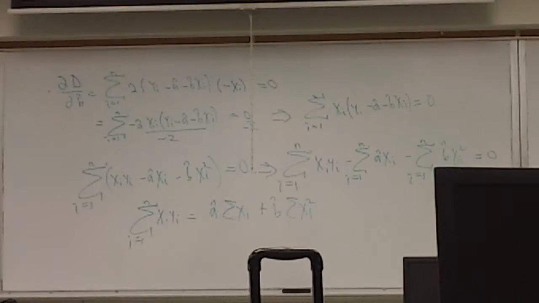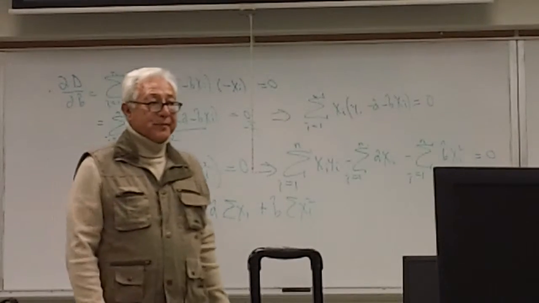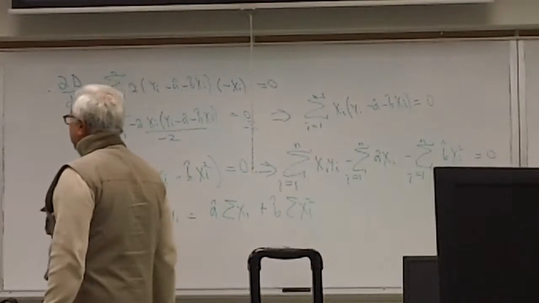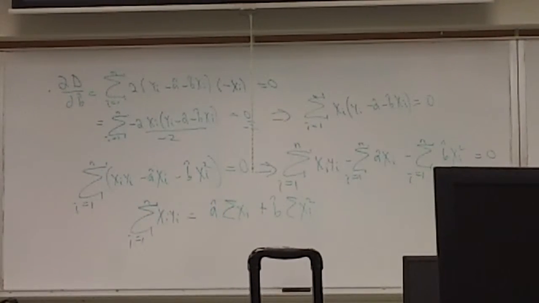We have these two conditions that have to be satisfied in order to minimize D. Now, what we have here are two equations with two unknowns. So we can put this into matrix form. Right. So the matrix form is the following.